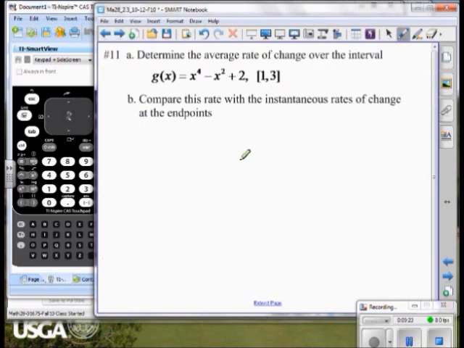Okay, so let's take a look at this problem. Determine the average rate of change, and this one's very specific. We want average rate of change. The only thing you need to think about is, do I want the slope of a secant or the slope of a tangent? And the answer is going to be slope of a secant. So for average rate of change, you can just put over to the side, use slope formula.